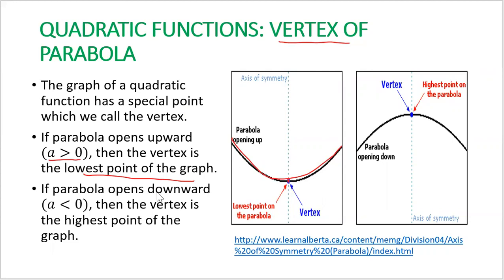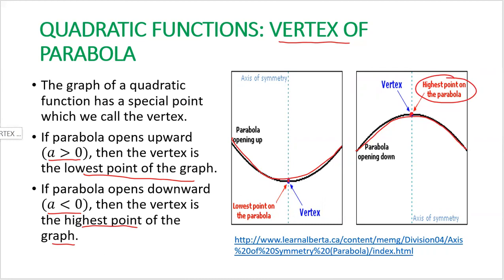Now, if the parabola opens downward or when a is less than 0, then the vertex is the highest point of the graph. So in the second graph here, this is a parabola that opens downward, and the vertex here is the highest point on the parabola.